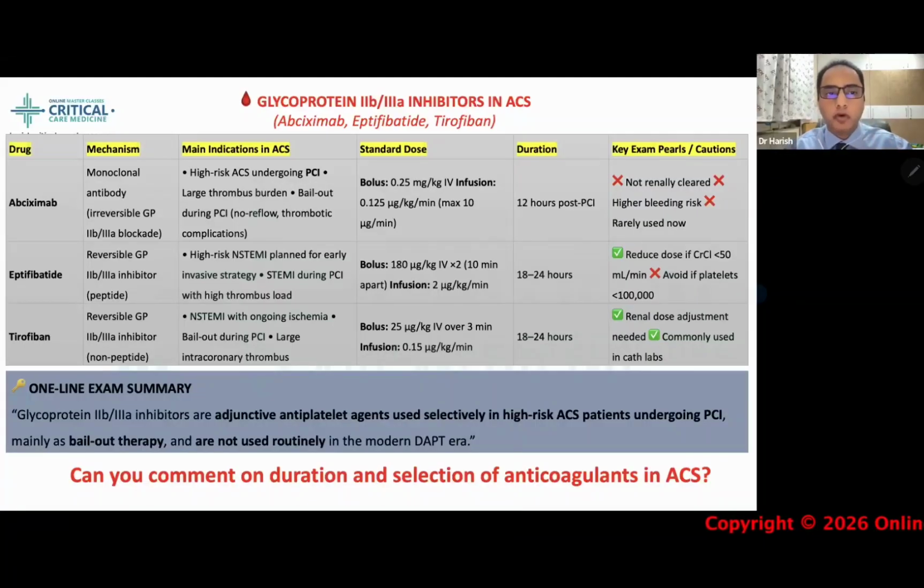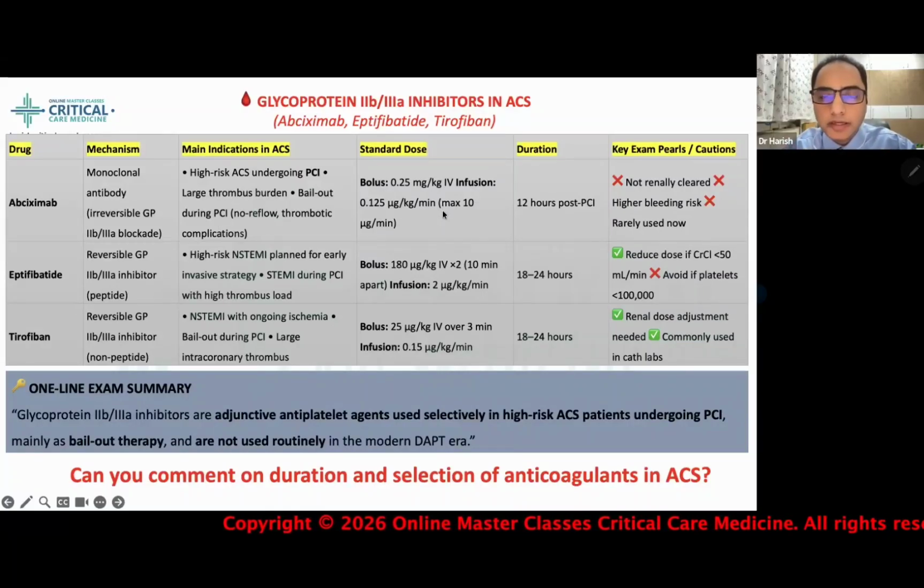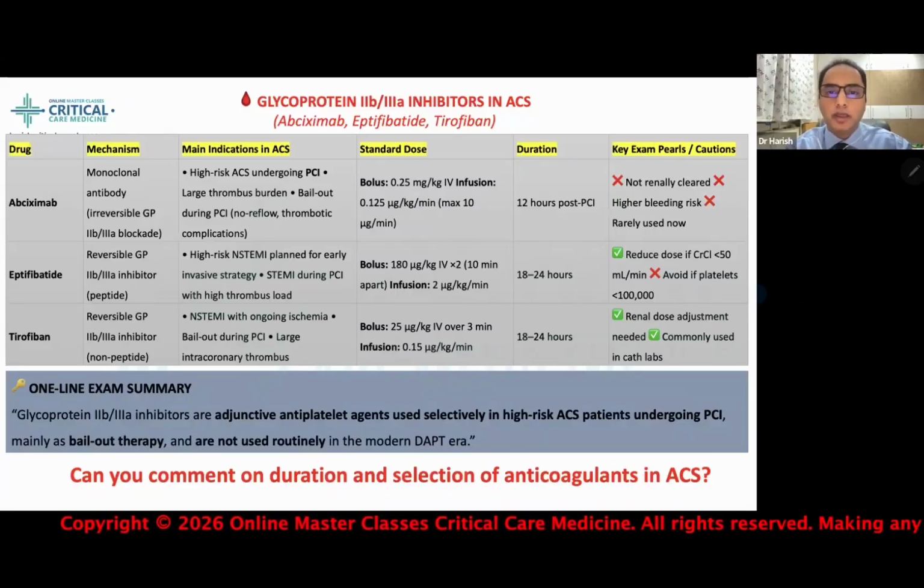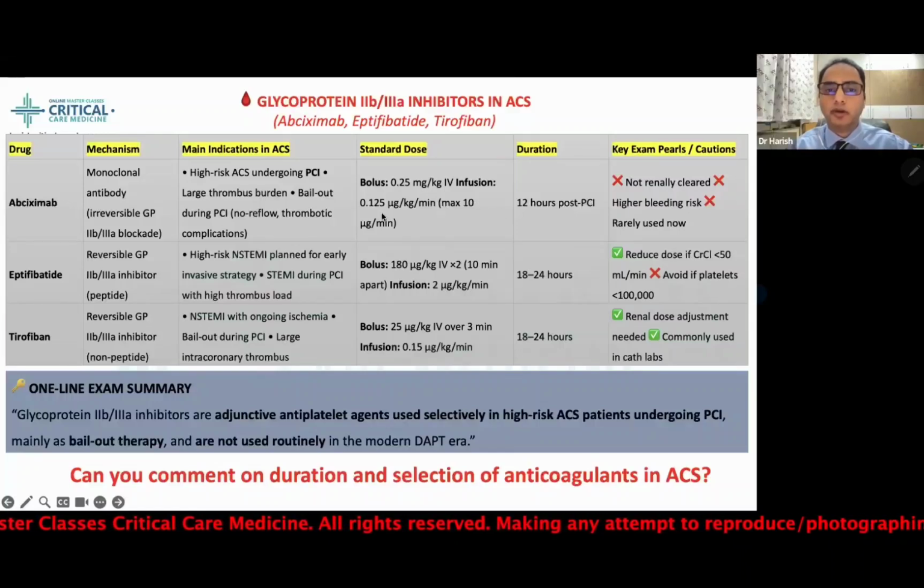So there is no reflow or thrombotic complications, then we can use the apixaban. Standard dosage: bolus is 0.25 milligram per kg IV, followed by infusion of 0.125 mics per kg per minute. So maximum 10 mics per minute we can use. Duration 12 hours post PCI.